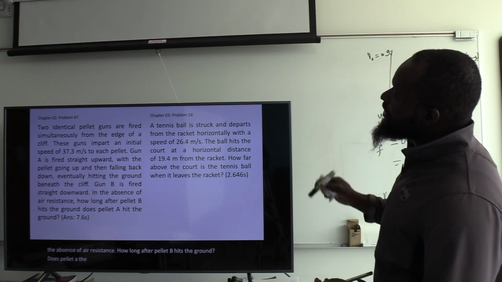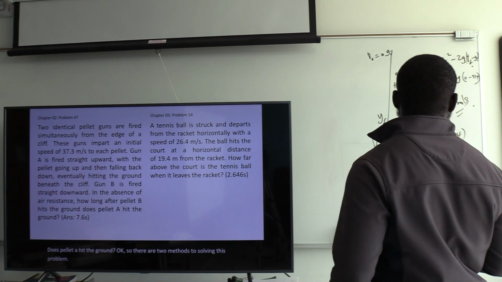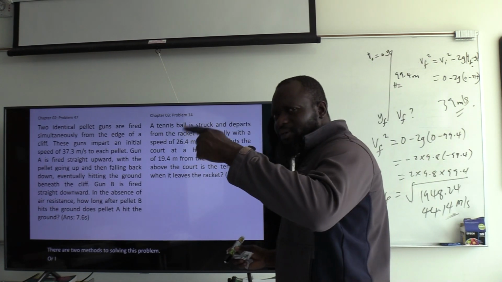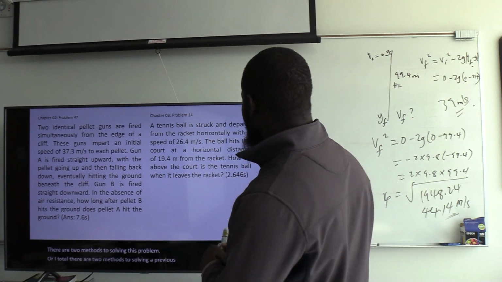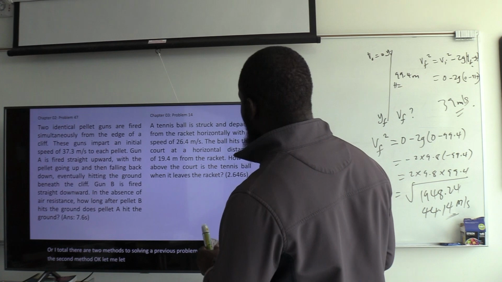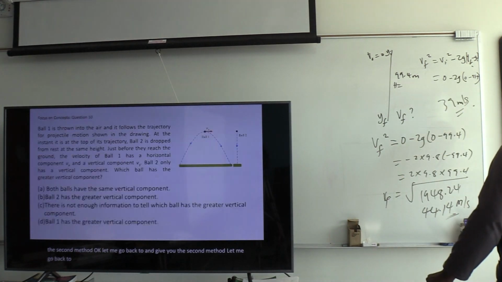Okay, so there are two methods to solving this problem. Oh, I told you there were two methods to solving the previous problem. I didn't give you the second method, okay? Let me go back to that and give you the second method, so you guys understand.